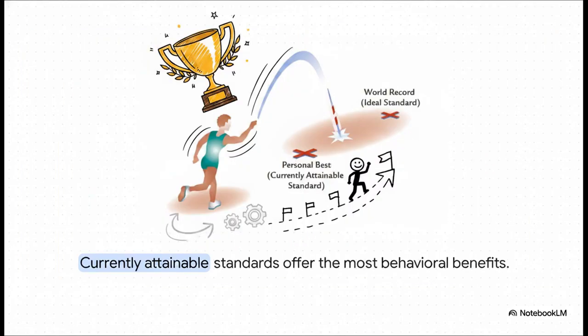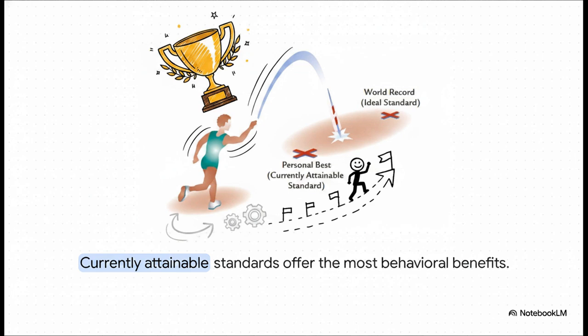And this brilliantly illustrates a really key concept. Think of setting standards kind of like throwing a javelin. In management, standards are generally classified as either ideal or currently attainable. An ideal standard is like aiming for the world record. It demands maximum efficiency and can only be achieved if absolutely everything operates flawlessly. No machine breakdowns, zero human error. Setting this as your daily goal? It can actually completely crush employee morale.